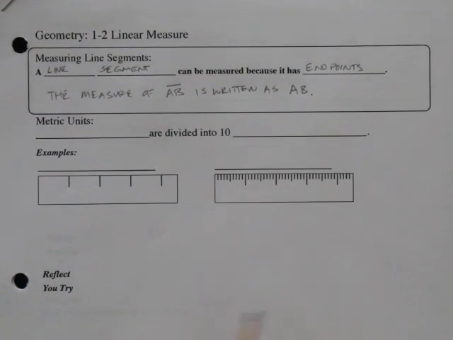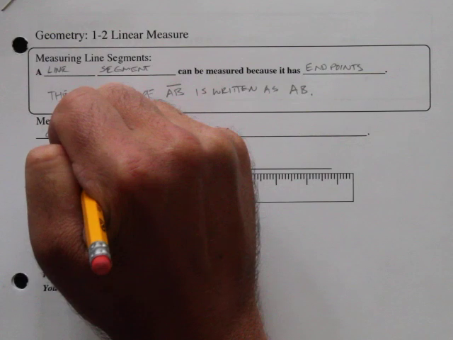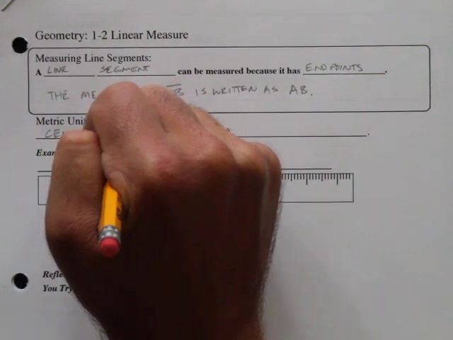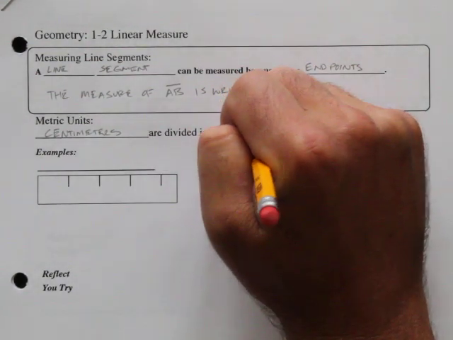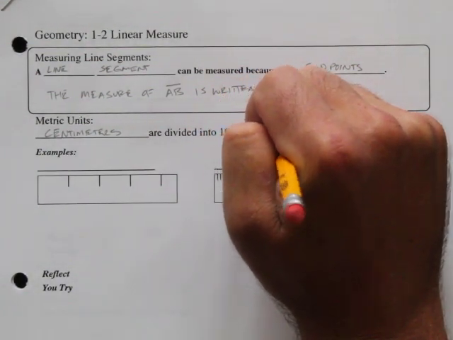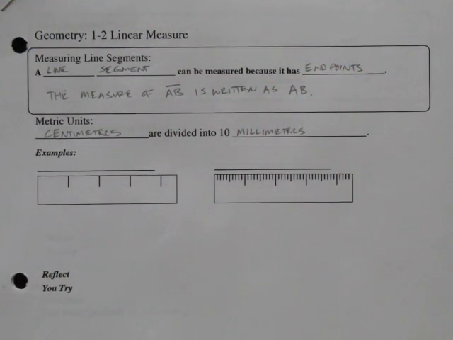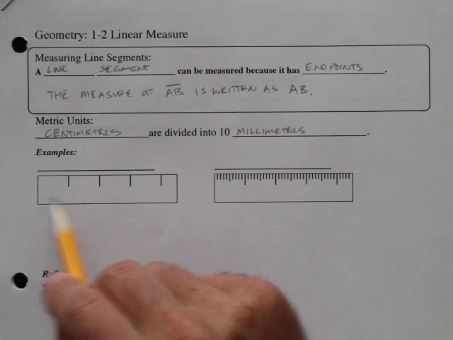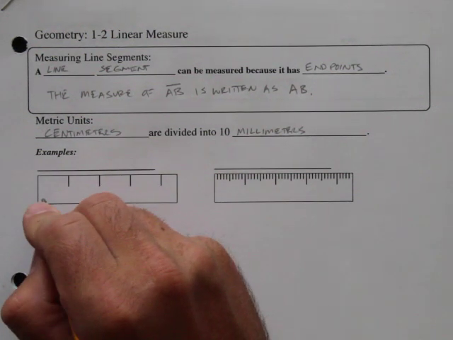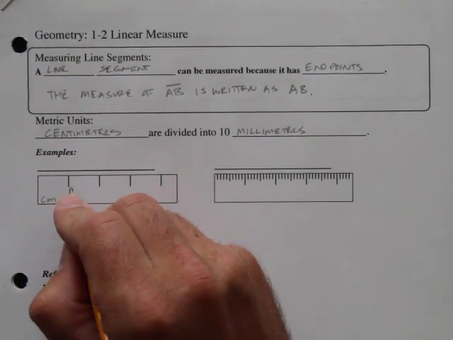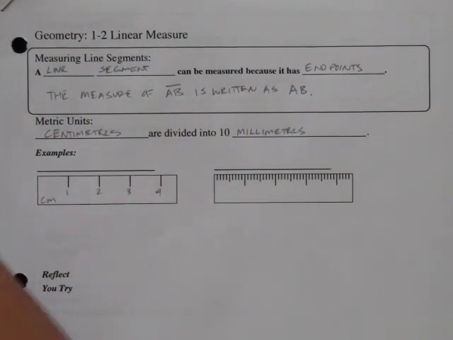Let's look at metric units. Centimeters are divided into 10 millimeters. So let's look at some examples here. This is a metric ruler. This is also a metric ruler. This one just has centimeters on it. So this is 1 centimeter, 2 centimeters, 3 and 4 centimeters.